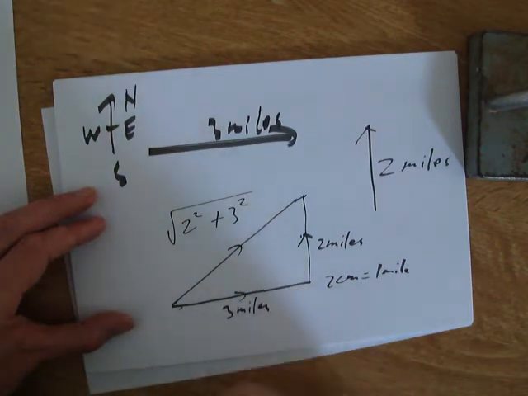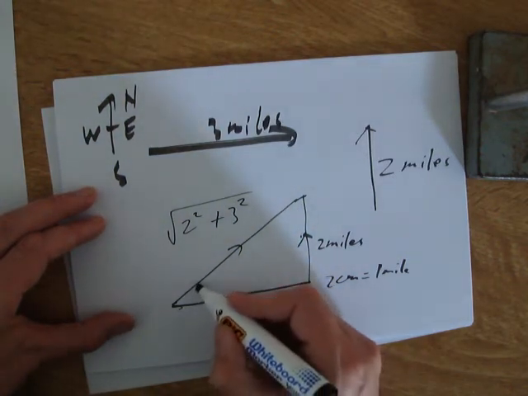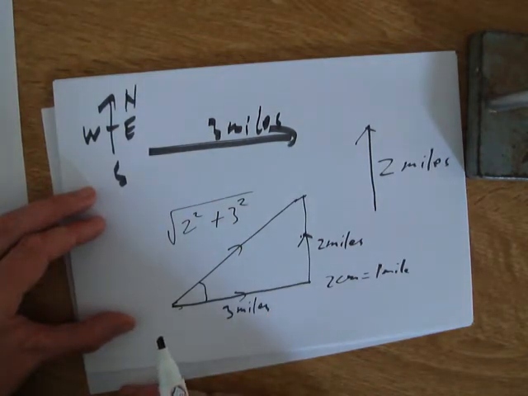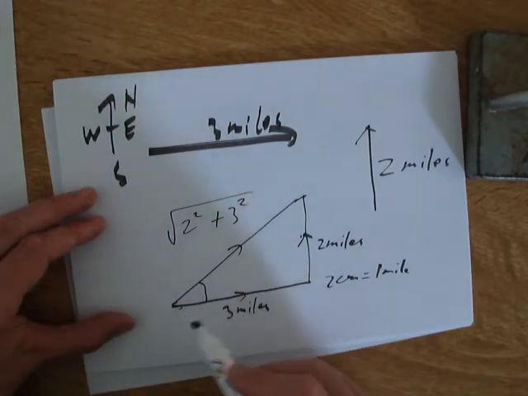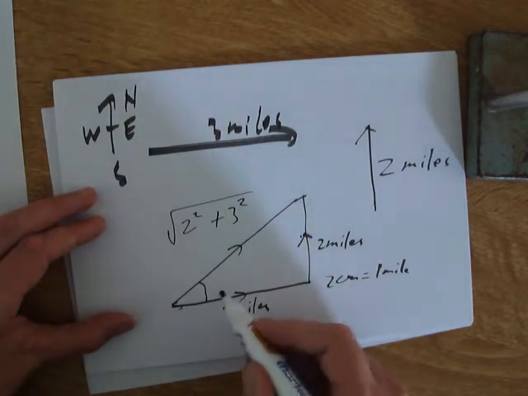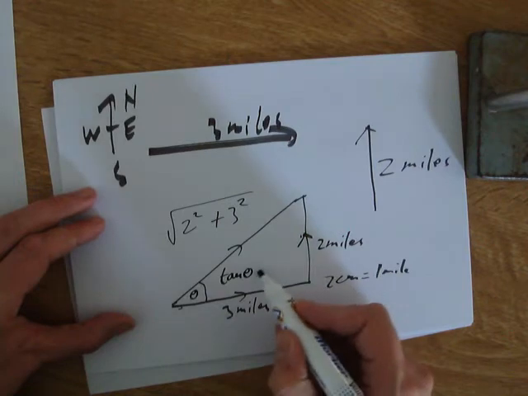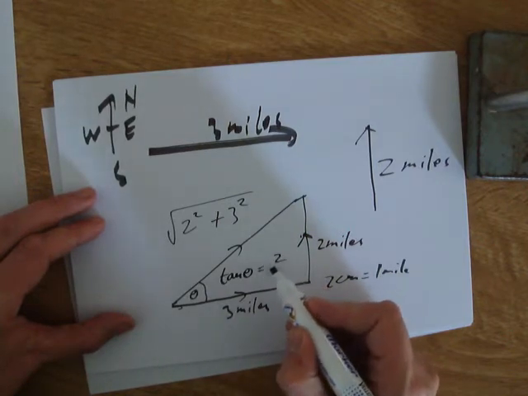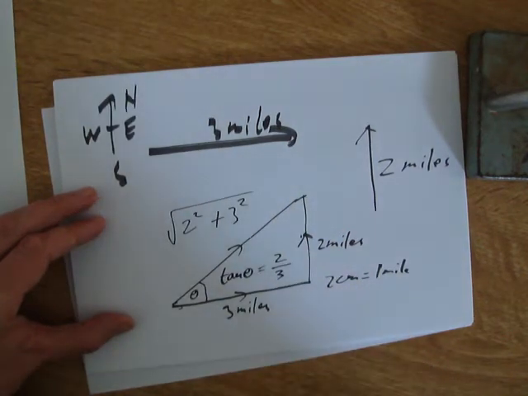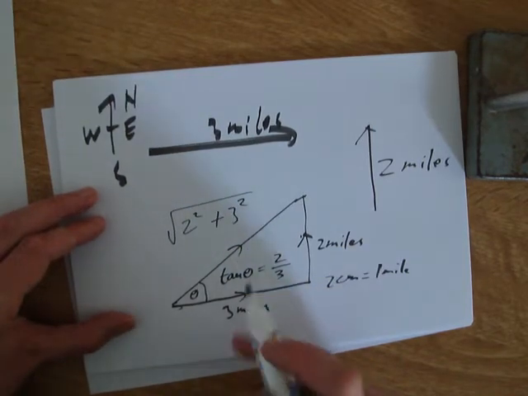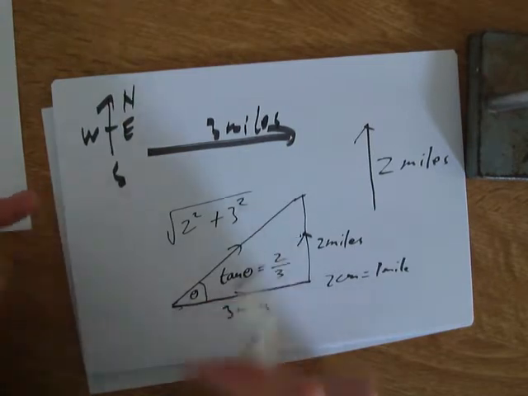So we might try and find an angle. We might look at the angle to the 3 mile vector, in which case we would use tan. We would say tan theta, making this angle theta, is equal to 2 divided by 3. So if we did tan to the -1 of 2/3 in our calculator, it would give us that angle.